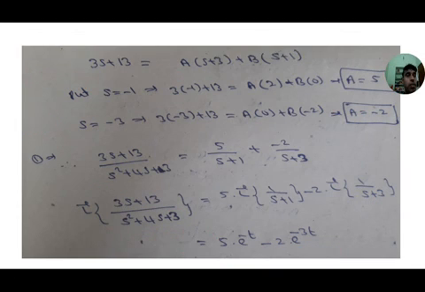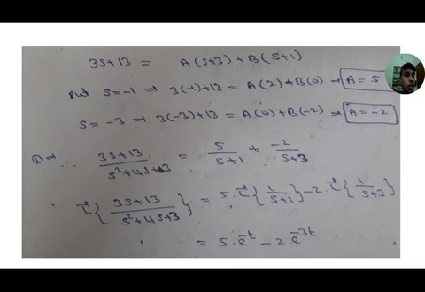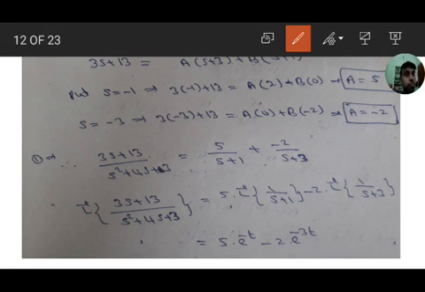So this problem is also the same. First factorize the denominator, we got s plus 1 into s plus 3 as the factors. Then by using partial fractions, here non-repeated linear factors, so we get A by s plus 1, B by s plus 3. Go through the process and find the A value and B value, that is we got A equal to 5 and B equal to minus 2.